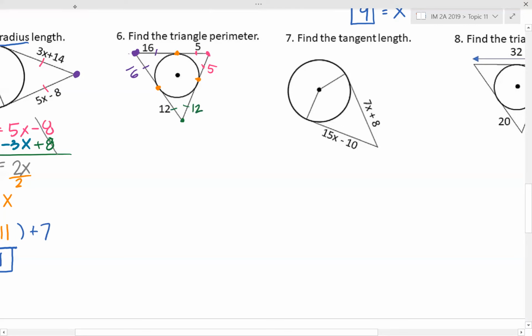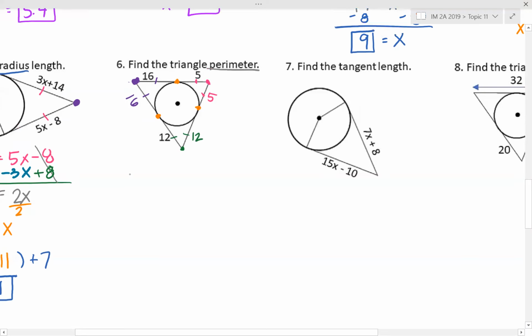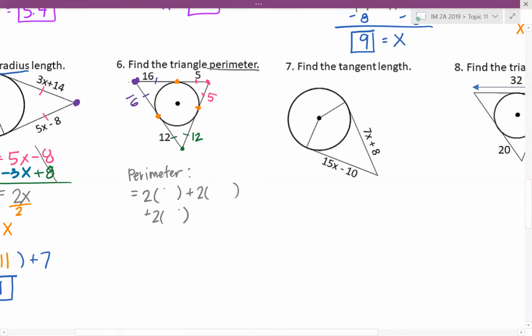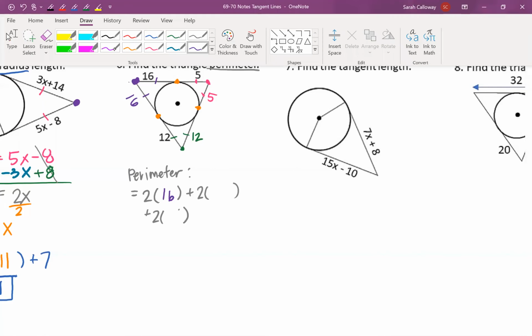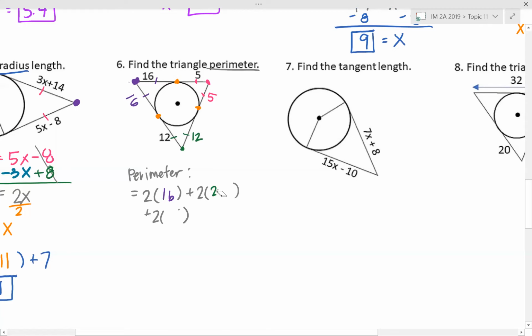This question is asking us for the perimeter of the triangle. So if we think about that, each of these 3 numbers, there are 2 of them. So I'm going to do 2 times 16 plus 2 times 12 plus 2 times 5, and that's going to give me the value of the perimeter. So 2 times 16 is 32, plus 2 times 12 is 24, plus 2 times 5 is 10, and so that's going to give us a perimeter of 66.